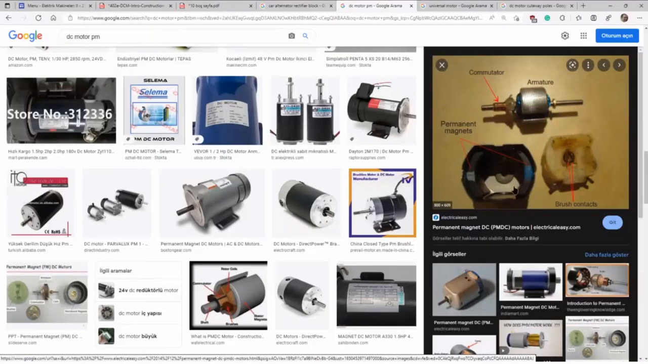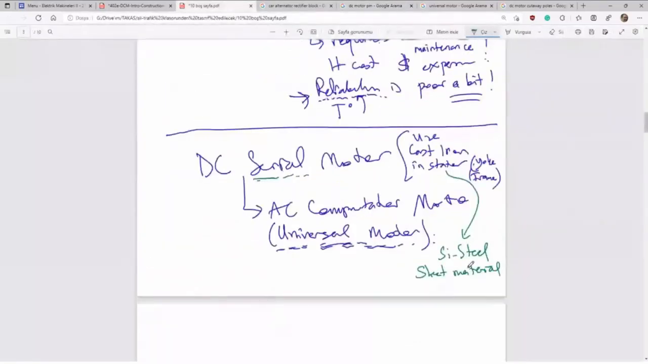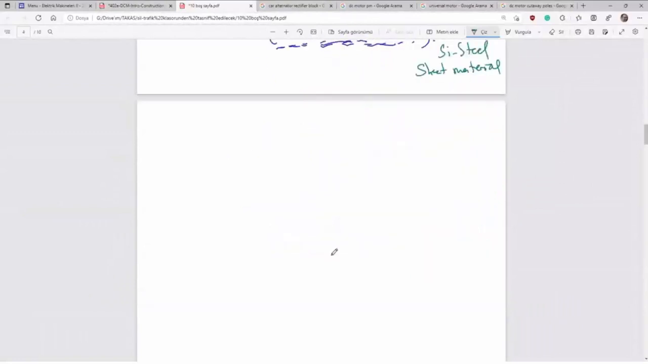So inside you see here are two poles having permanent magnets in the stator. The part connecting those two permanent magnets is called the frame or yoke. Yoke, in Turkish, is boyunduruk. Boyunduruk. Let me draw it here.